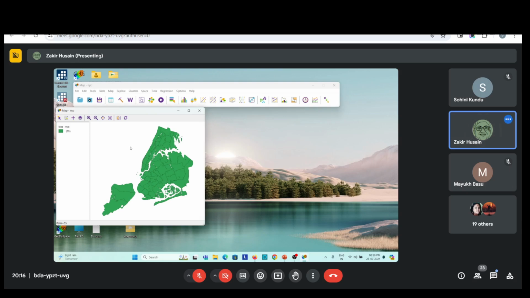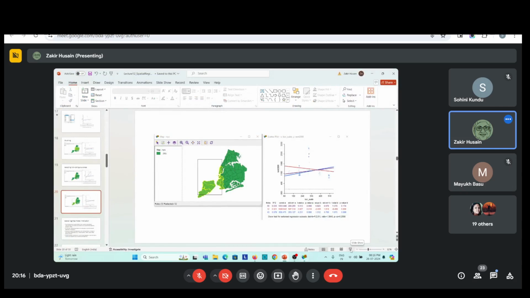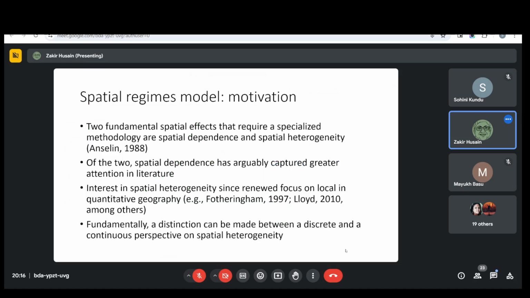Any questions? So, okay, what we have done is we have found out that New York City is not homogeneous, but heterogeneous. The rental value varies from one region to another, and we have clusters.